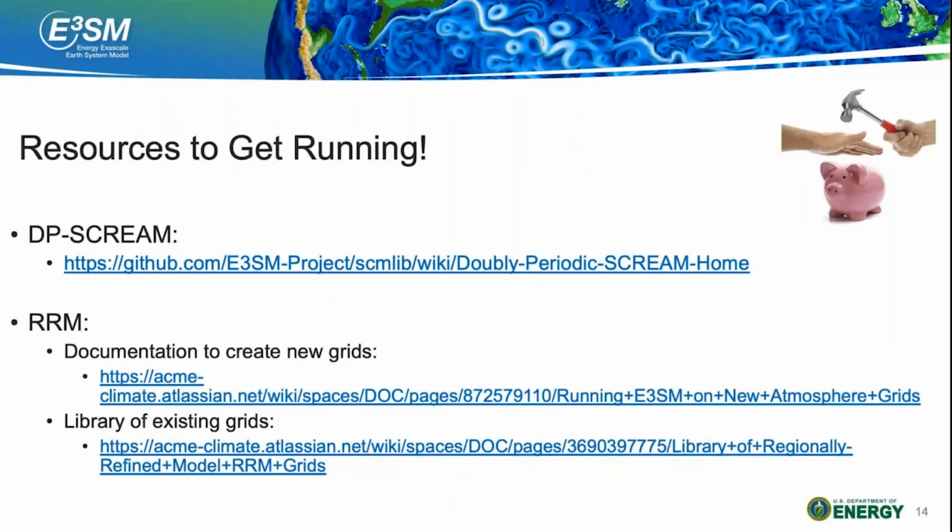So I hope I've convinced you that DP and the RRM configurations are useful and efficient frameworks for the analysis and development of SCREAM. And here are the promised links of resources that should get you up and running. For the DP SCREAM, this links to a GitHub wiki that provides one-stop shopping where you will be able to clone scripts and should get you up and running in a matter of minutes on any machine that E3SM currently runs on. For RRM, there are 2 links listed.